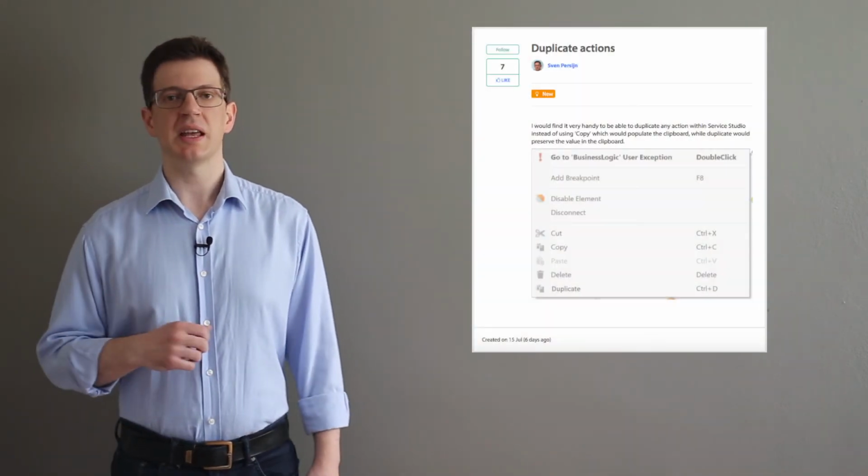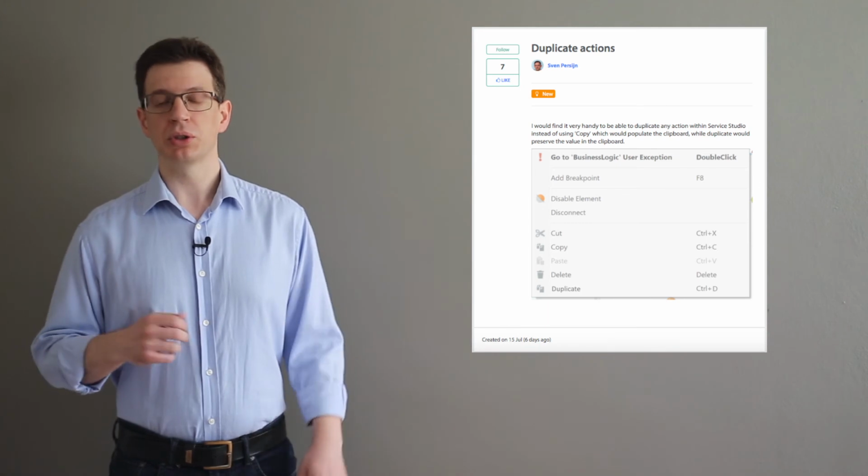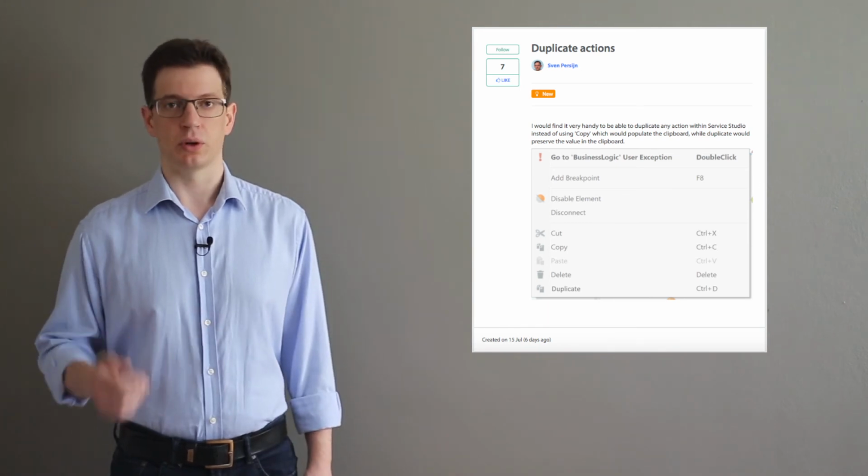And for our final segment, we're going to talk about this week's idea. This week on the idea segment, what grabbed the attention of the OutSystems community was a request to be able to duplicate any action within Service Studio by using the duplicate command in a dialog message instead of a copy.